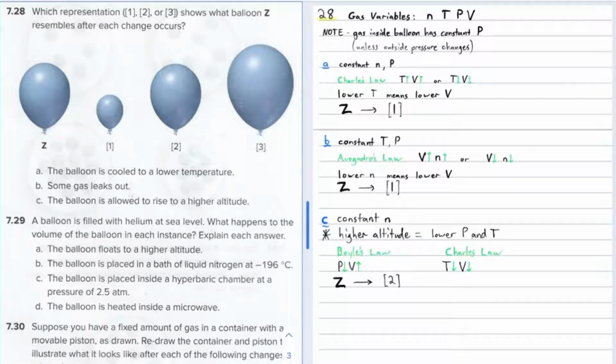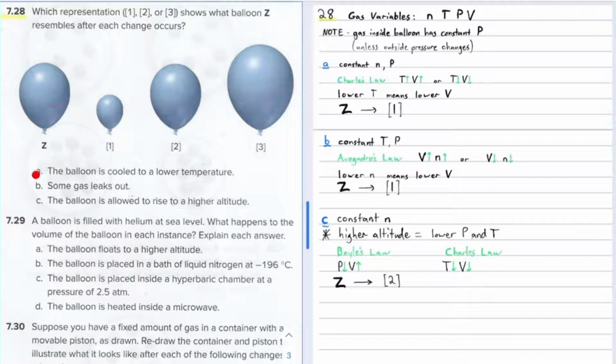Problem number 28. We're showing a bunch of balloons here. Which representation, 1, 2, or 3, shows what balloon Z resembles after each change occurs? So here are 3 changes. After these changes, what does Z become like? Does it become like 1 or 2 or 3?